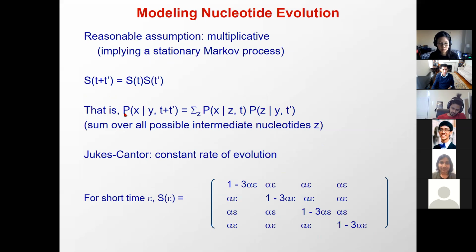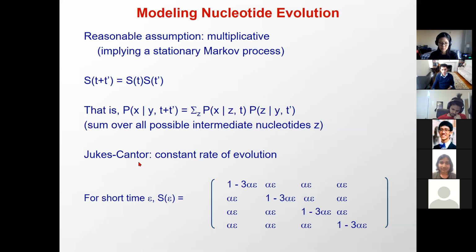So that basically means that the probability of going from y to x through time t plus t prime is nothing but the probability of going from y to z and then from z to x, summing over all intermediate time points, intermediate states z through this intermediate time point t prime prior to the t. So this way we can sum over all possible intermediate nucleotides.